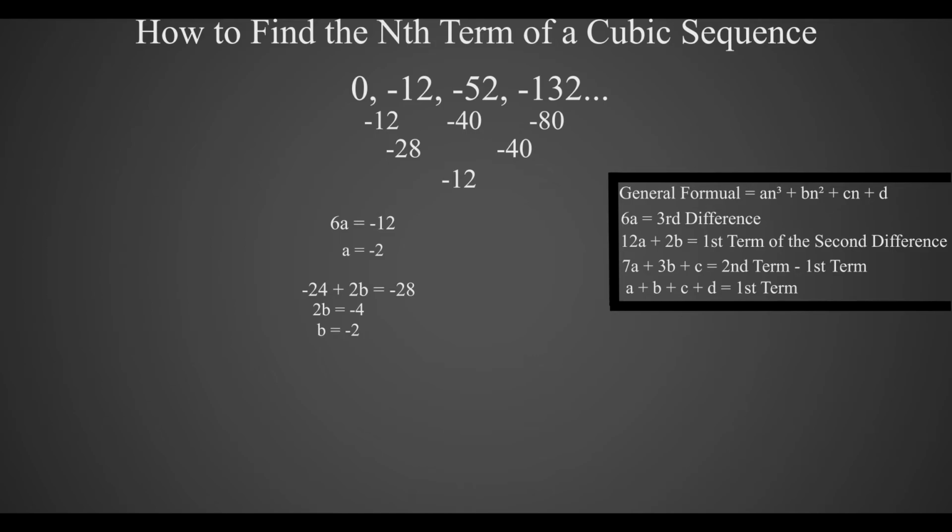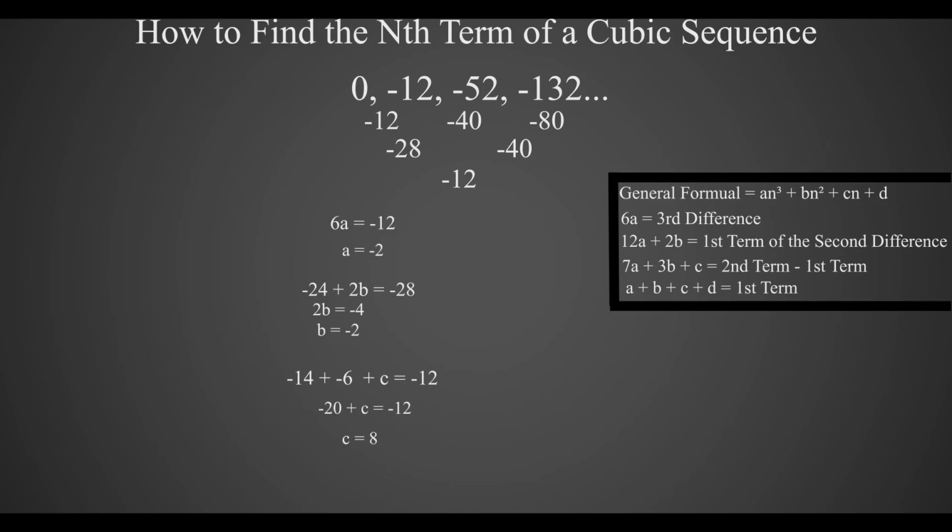Then we need to substitute a and b in the equation. 7a plus 3b plus c is equal to the second term minus the first term, which is basically the first term of the first difference, which is minus 12. So we get minus 14 plus minus 6 plus c is equal to minus 12, which means that we get minus 20 plus c is minus 12, which means that c is equal to 8.